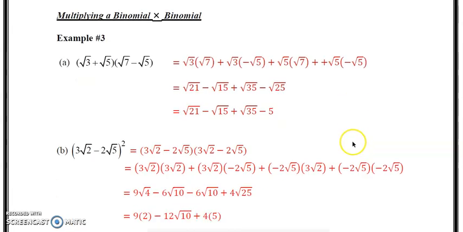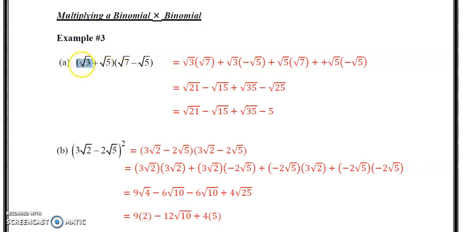Let's move on to page 10. We multiply a binomial by a binomial, just like we used to do when we did the quadratics. These are done the exact same. So we do our first term of our binomial multiplied by the first term in the second binomial. Just a distributive property, remember?